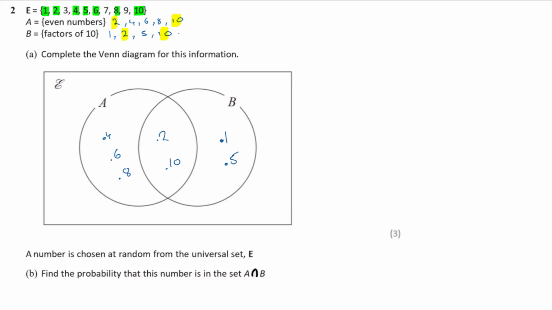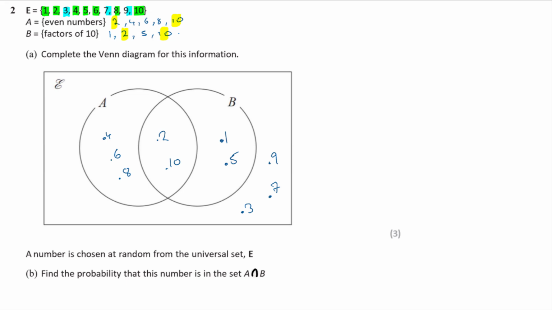Okay, so the ones I'm missing, 3, 7 and 9, still need to go on the diagram, but they're going to go outside the two sets that I've got. So 3 goes here, 7 goes here, 9 goes here. It doesn't really matter where you put them as long as they're inside the square and outside the circles. Okay, so there we go. I think I've got all of them. I could just double check by counting: 1, 2, 3, 4, 5, 6, 7, 8, 9, 10. Yeah, I've got them all.